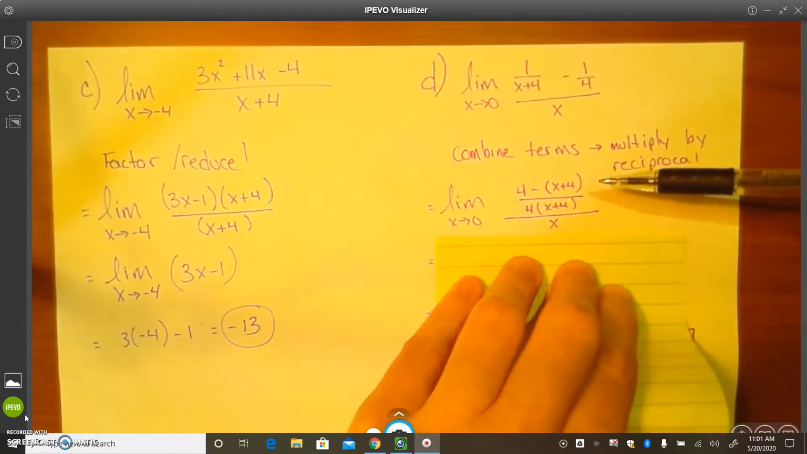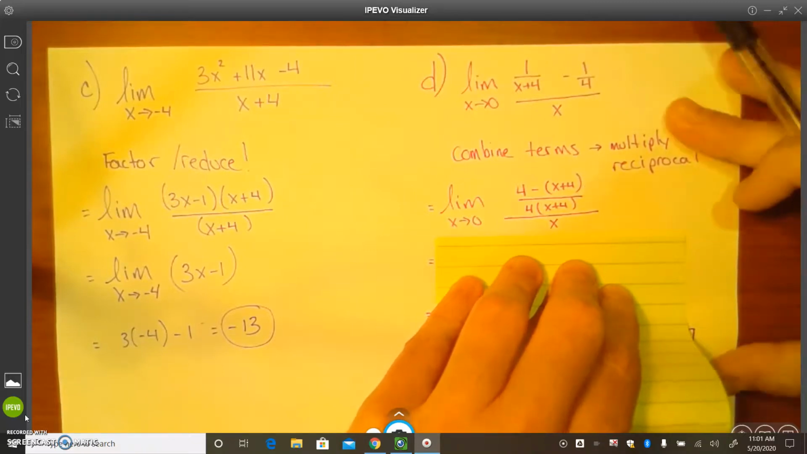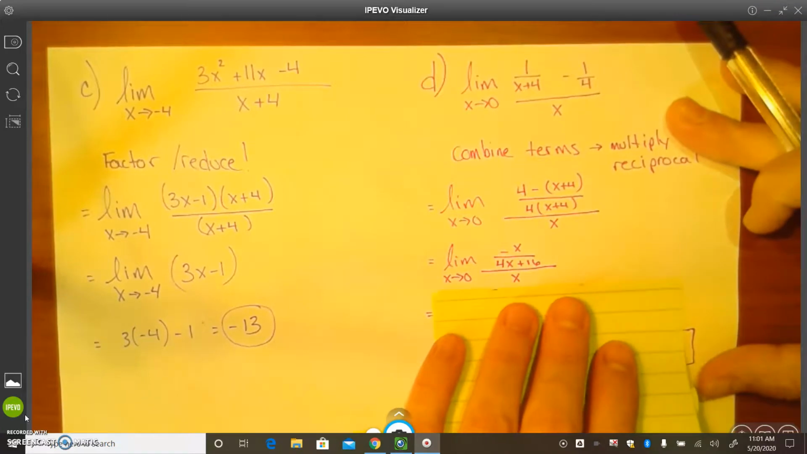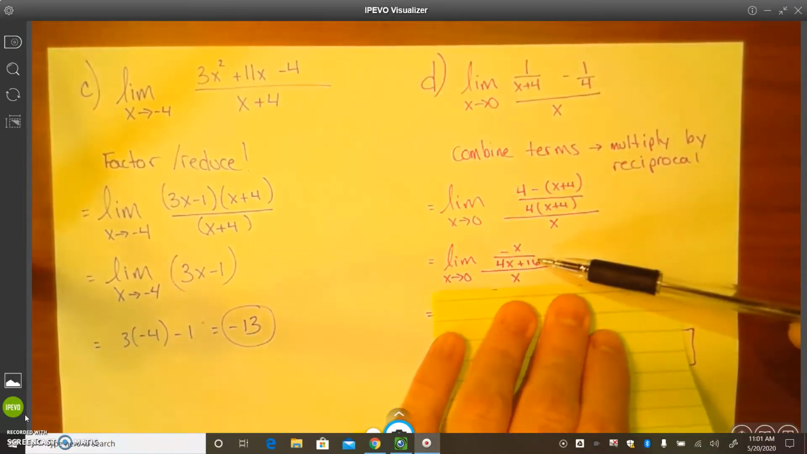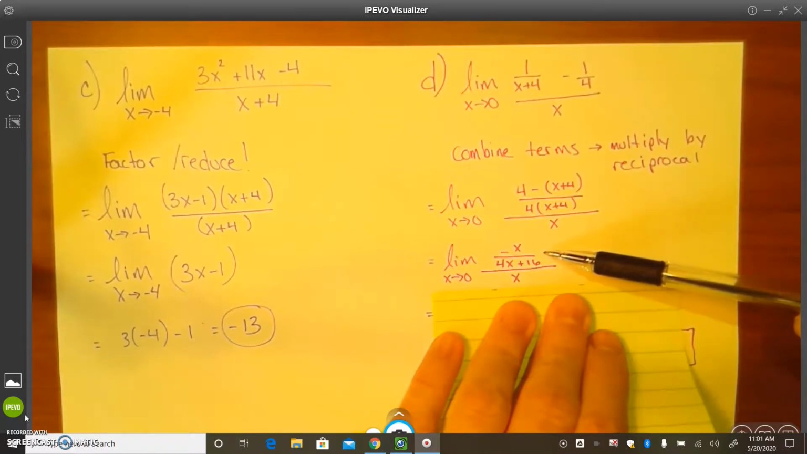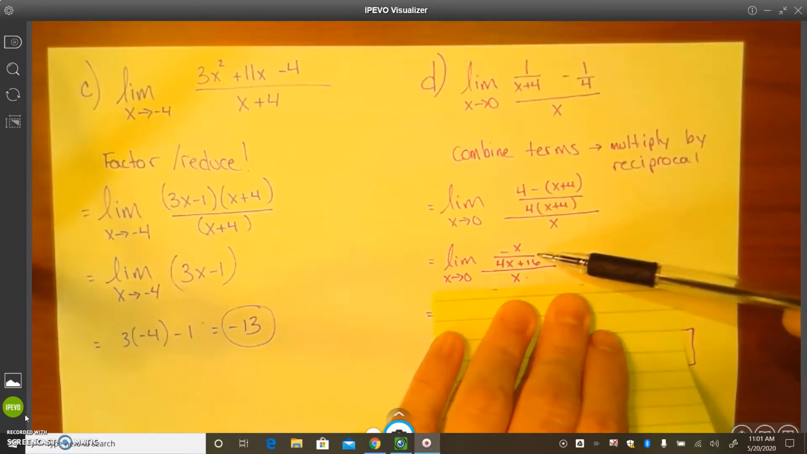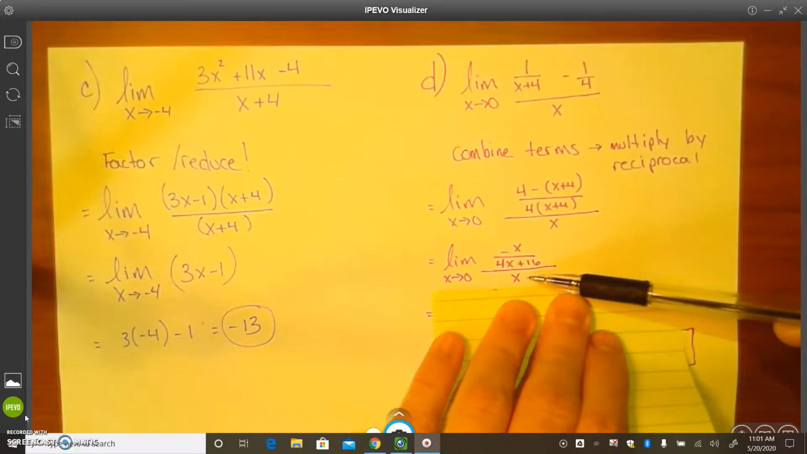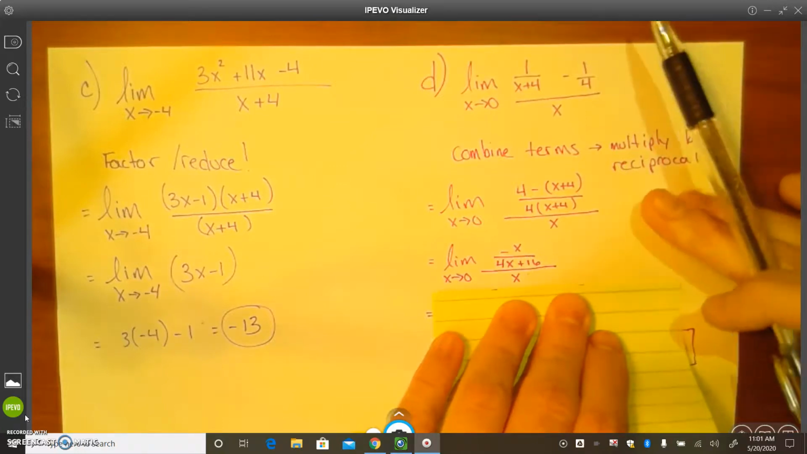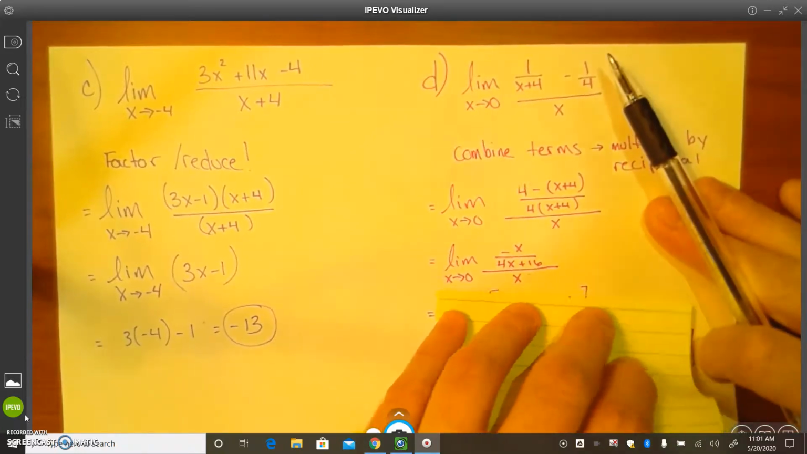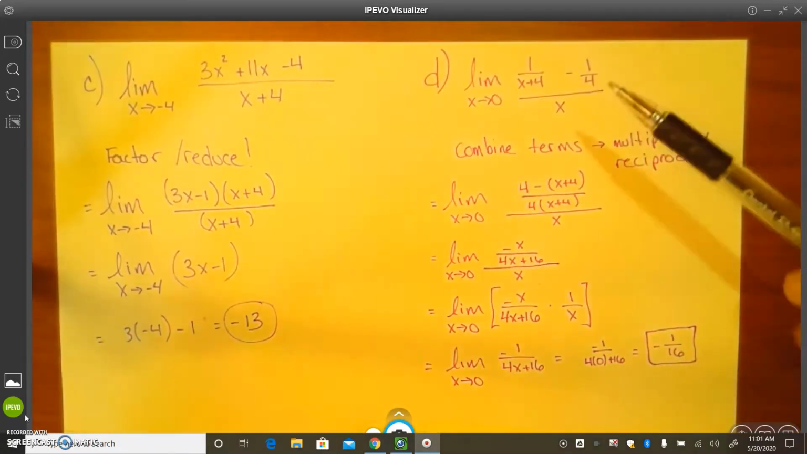I'm going to quickly join a few of the common terms in the overall numerator, this level right here, and I end up with this. Negative x over 4x plus 16. That fraction is my numerator. The denominator, the overall denominator, is just x. So I'm going to take my overall fraction in the numerator and I'm going to multiply it by the denominator's reciprocal, 1 over x.